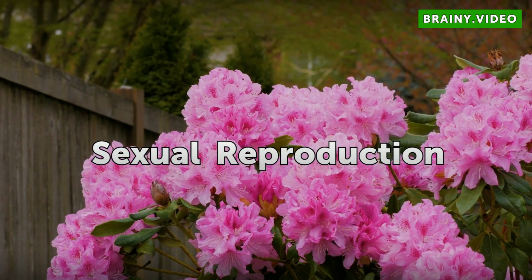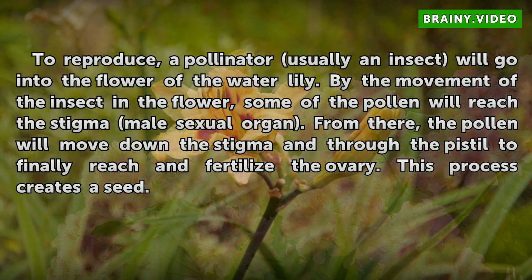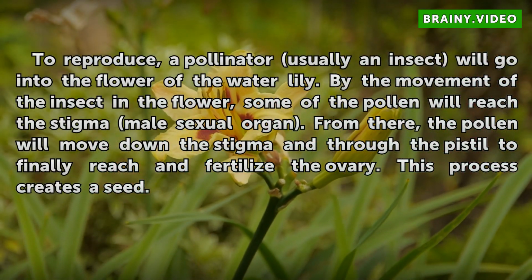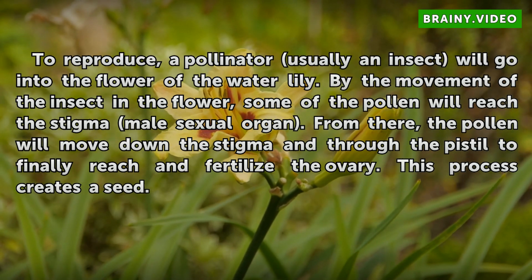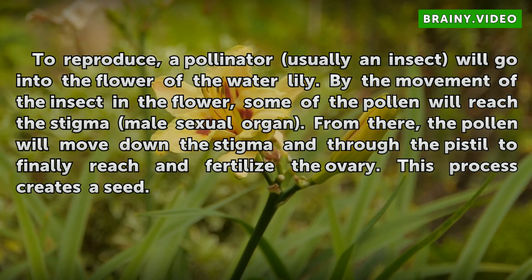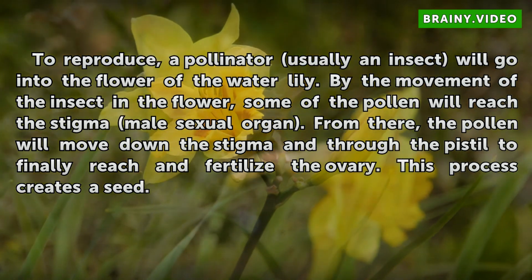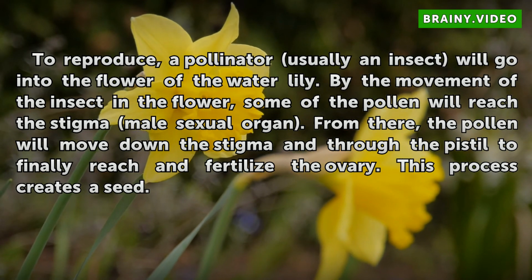Sexual reproduction. To reproduce, a pollinator, usually an insect, will go into the flower of the water lily. By the movement of the insect in the flower, some of the pollen will reach the stigma, the male sexual organ. From there, the pollen will move down the stigma and through the pistil to finally reach and fertilize the ovary. This process creates a seed.